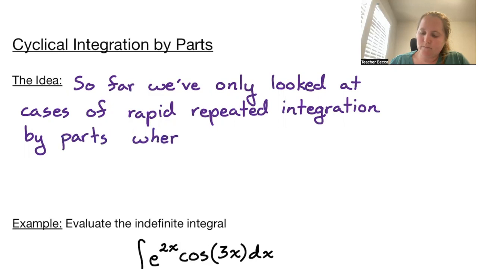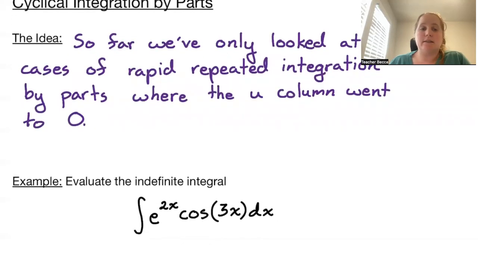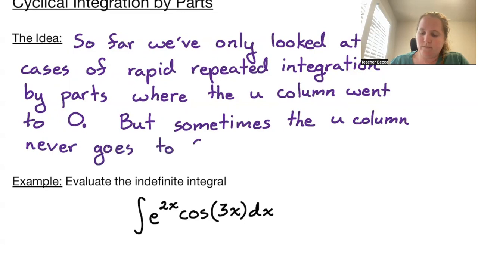Where the U column went to 0. But sometimes we never actually hit 0. So sometimes the U column never goes to 0. And so the question becomes, how do we finish integration by parts?